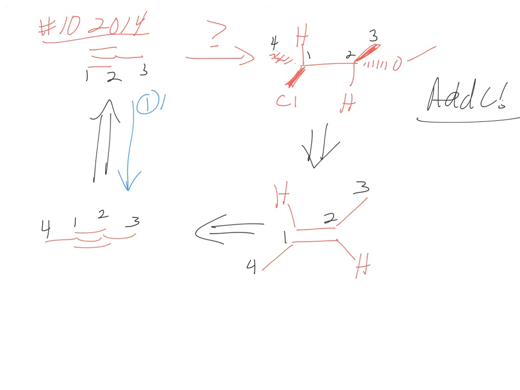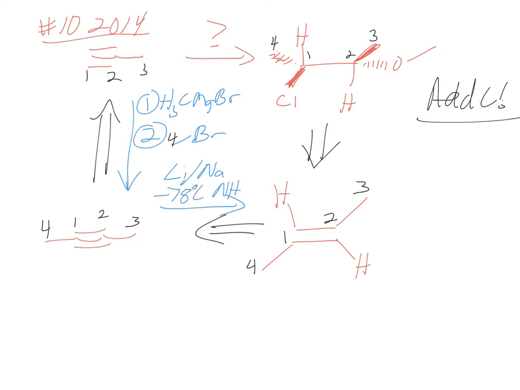So step 1, I'm going to use a base to deprotonate. How many carbons do I need to add? 1. That'd be carbon 4. What reagents do I need to make a trans alkene? Which one is that, the lithium or Na? I need minus 78 degrees C and NH3. Very good.